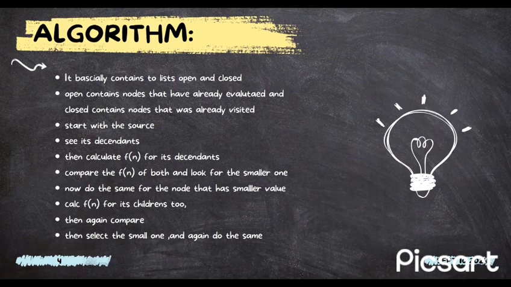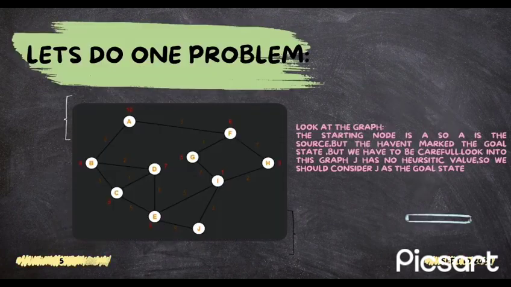Its algorithm basically contains a list which is open and closed. When we open a node, it goes into the open list, and when we close it, it goes to the closed list. We start with the source node, see its descendants, calculate f(n) for both of the descendants, and find which is smaller. We again select the smaller descendant, and look at its descendants. The next one is we have to do a problem.